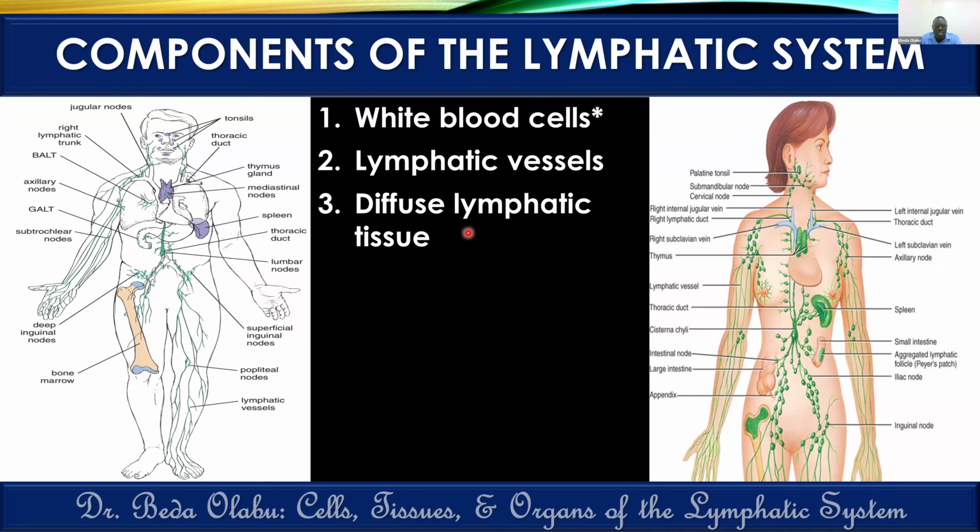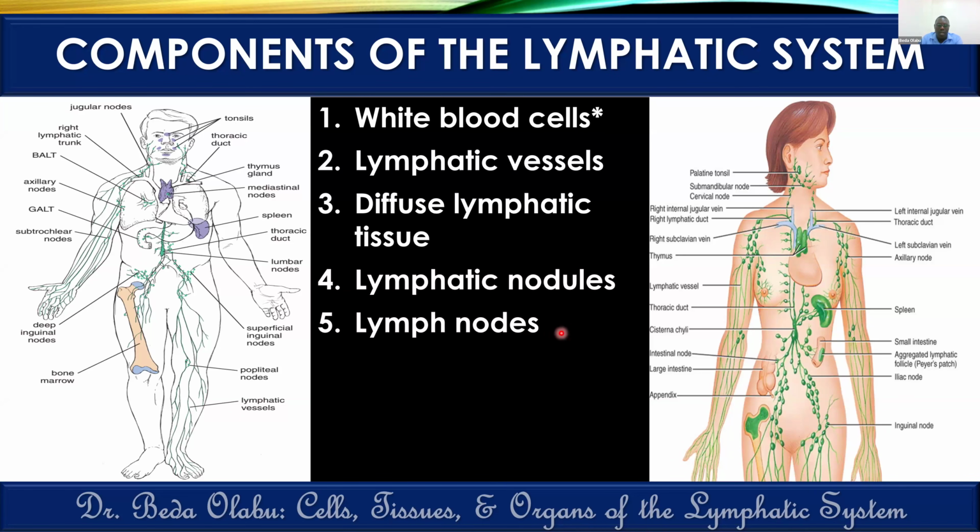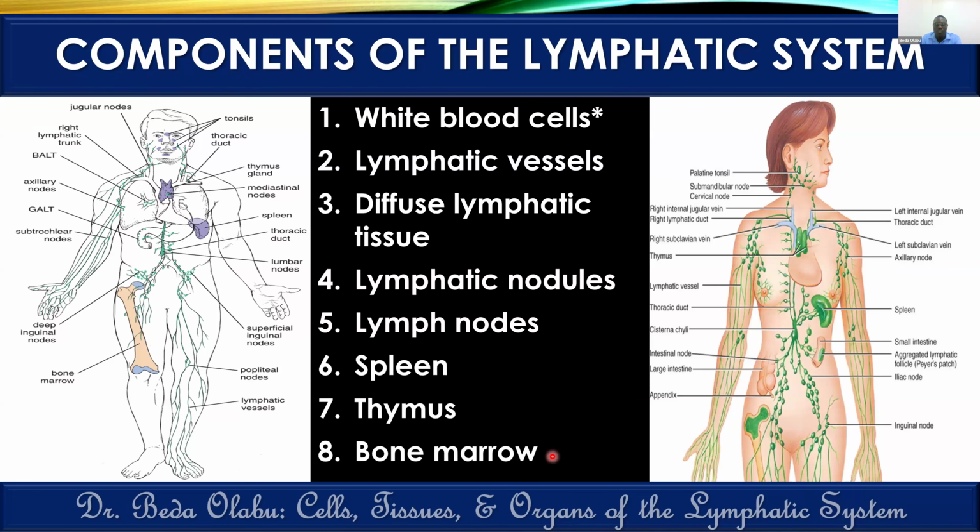We also have what we call the diffuse lymphatic tissue. We are going to see what is this diffuse lymphatic tissue. We also have what we call lymphatic nodules. There's a combined term for number 3 and number 4. The combined term is mucosa-associated lymphatic tissue, MALT. And so we'll be talking about MALT. We do have lymph nodes, which most of you have written. We also have the spleen, and of course, the thymus and the bone marrow that most of you wrote. So these are the components of the lymphatic system.